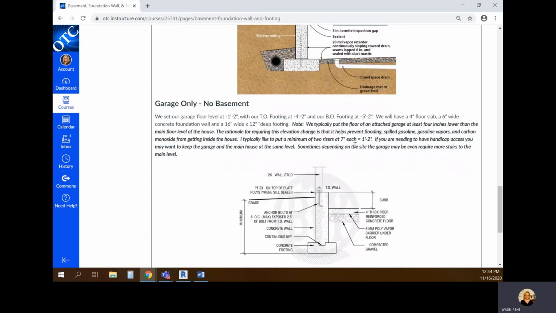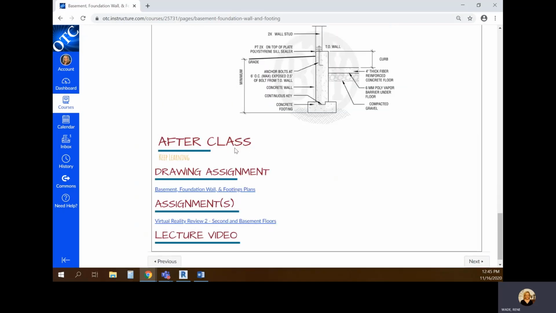And then sometimes, depending on the site, the garage may even require more stairs to the main level. So you've probably been in a garage where you have to go up multiple stairs to get there. And maybe when you go in the front door, you have to go up multiple stairs. So again, depending on what the site is doing, you may need more. But for what we're doing, we're going to do the two risers. So you're going to have at least 2 of those 3 situations probably.